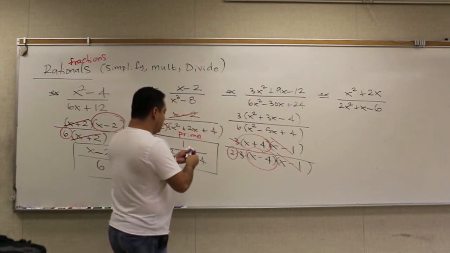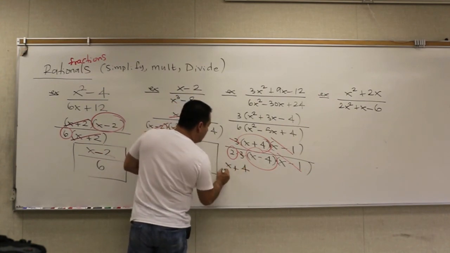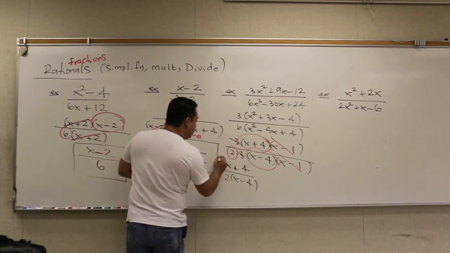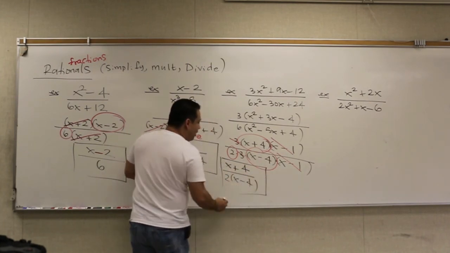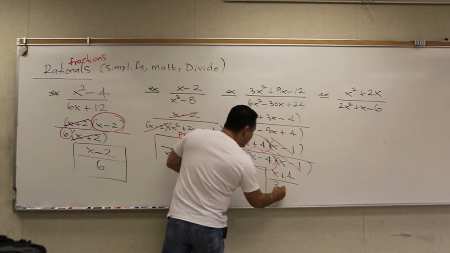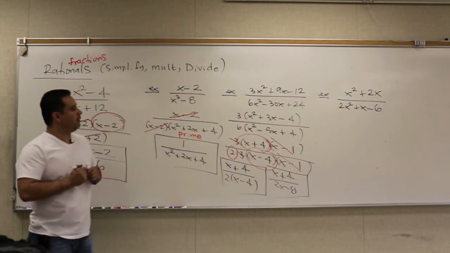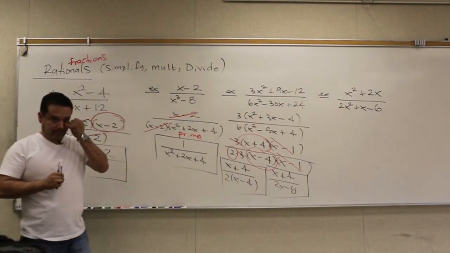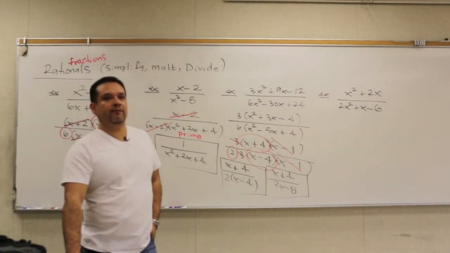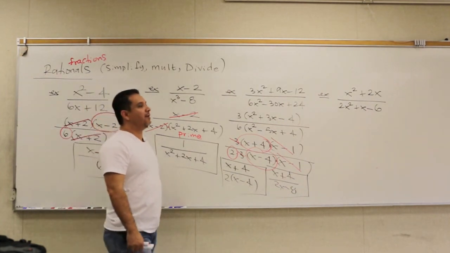What's that final answer? X plus 4 over 2 times what? X minus 4. You could leave the answer this way, or you could use the distributive property, and you get 2x minus 8. So either version is the correct version. Okay, you guys okay with this? This is how you do this.